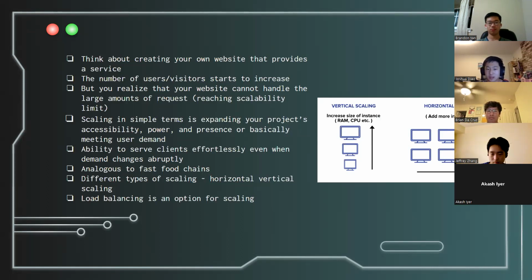So scaling in simple terms is basically trying to expand your project's accessibility, power, and presence. We're basically trying to meet your user demand, right? So your website always has a set limit on how many user requests it can handle. And above that, your website might end up crashing or actually fail. So we want the ability to serve the clients effortlessly, even when demands change abruptly, through scaling.